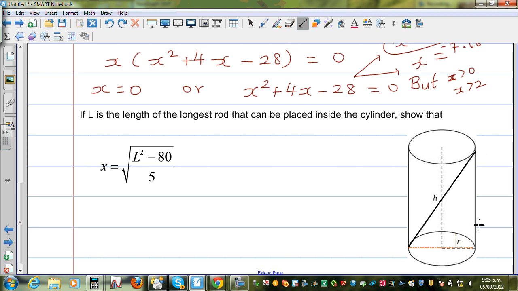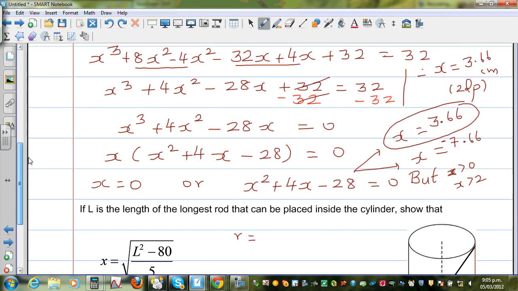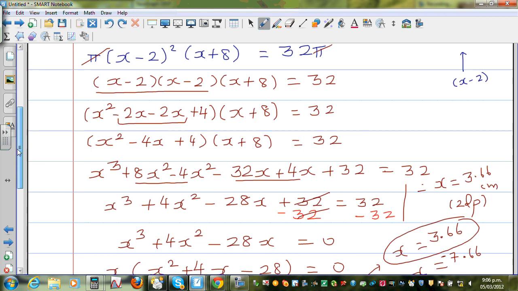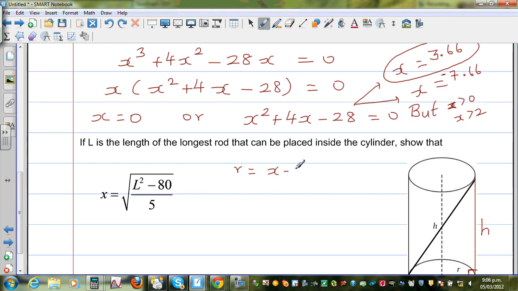So we're going to use the Pythagoras theorem here. This is nothing but a right angle triangle. This is your height, and this is your diameter, D for diameter. What was the radius? The radius was x minus 2. So your radius is x minus 2, which implies your diameter is 2R, or radius plus radius, so x minus 2 plus x minus 2. So your diameter is 2x minus 4, and your height is x plus 8.